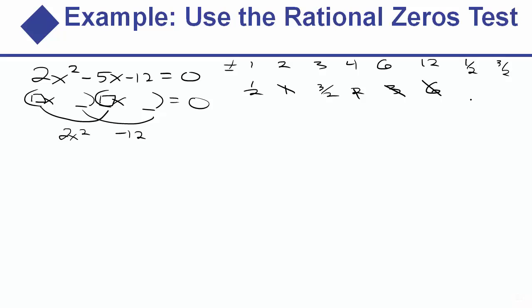But you could now start plugging them in with synthetic division and see which one works. It's going to be a lot faster if you just look at this and go, well, the only combination of this is 2 and 1. So now you just have to find factors of 12 that when one of them is multiplied by 1 and the other one's multiplied by 2, you get a difference of 5.